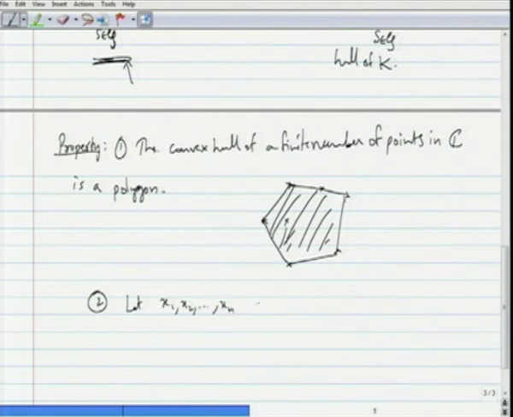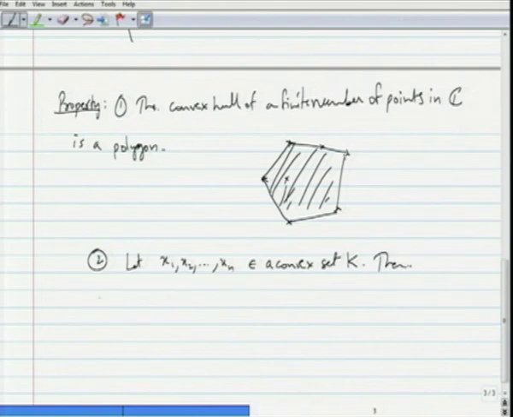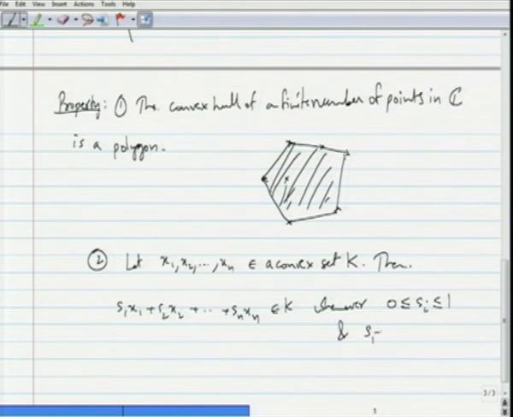And then the next property that I want to state is that let x 1, x 2, and so on until x n belong to a convex set K. Then s 1 x 1 plus s 2 x 2 plus and so on until s n x n belongs to K whenever 0 is less than or equal to s i less than or equal to 1, and the sum s 1 plus s 2 plus and so on until s n is equal to 1.